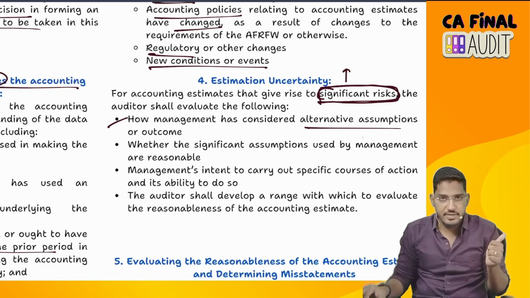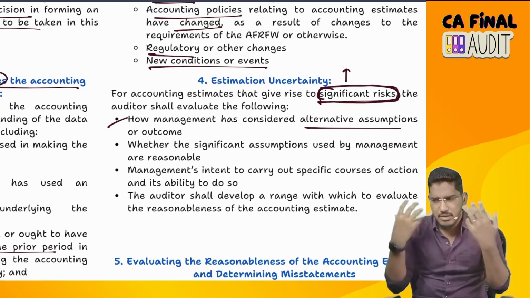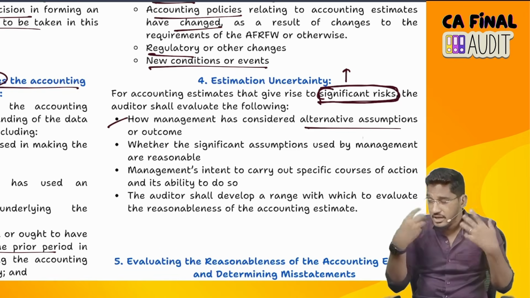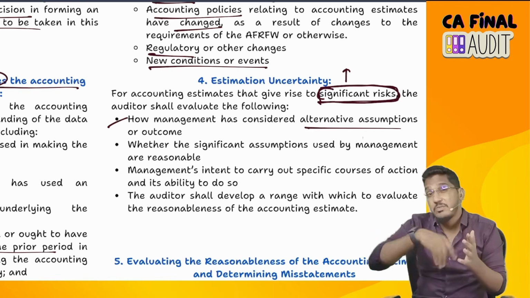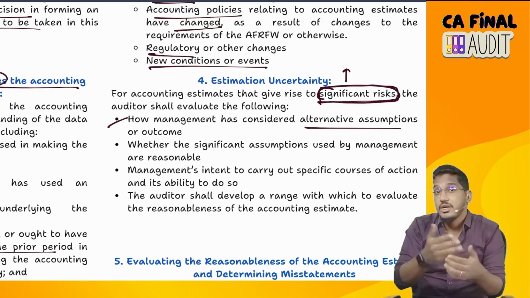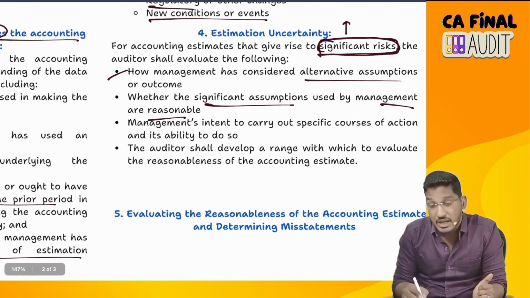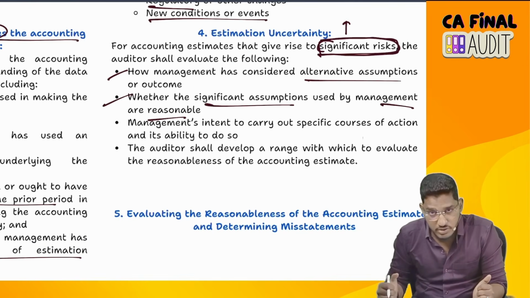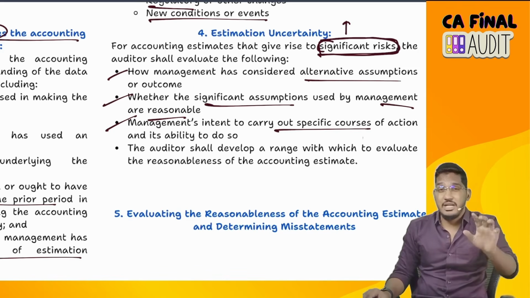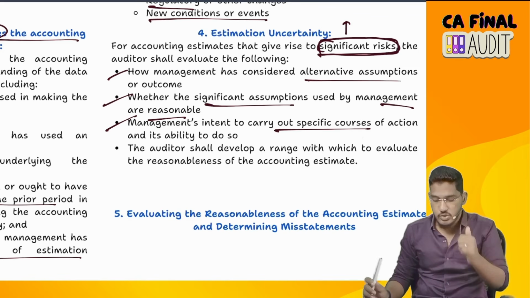There you have to perform specific procedures, like what assumptions management has considered. See, when I say assumptions, multiple assumptions you can make. Why has the management stuck to this assumption, restricted to this assumption? What about alternative assumptions? Why have they ignored alternative assumptions and stuck to this assumption only? So try to evaluate alternative assumptions, and whether significant assumptions used by the management are reasonable. You also have to evaluate management's intent to carry out a specific course of action. They have made an assumption, but is the assumption realistic? Can they carry it out? That also you have to evaluate.